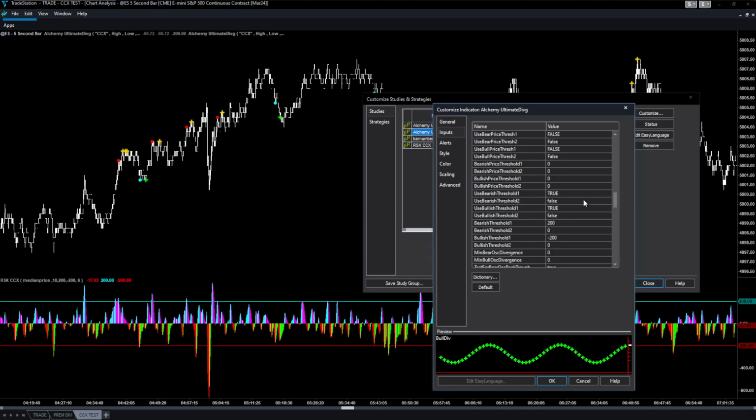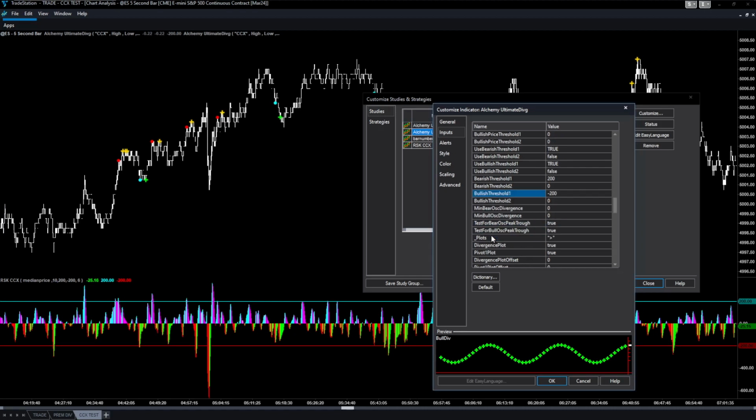The first thing we want to do is set the thresholds. Now, we don't have to use thresholds, but we are for various good reasons. So you come over here and you set this to true. Use the threshold number 1, and threshold number 2. We've selected the upper threshold at 200, the lower at -200.